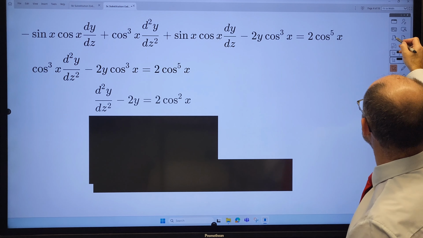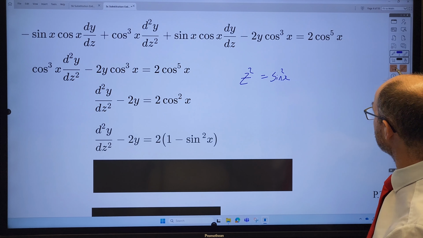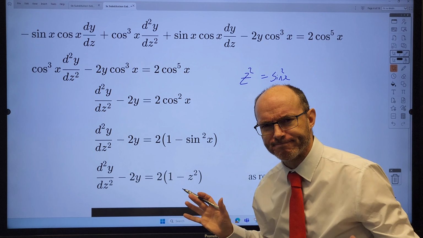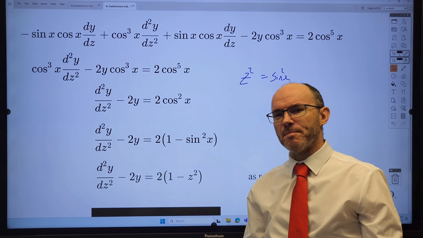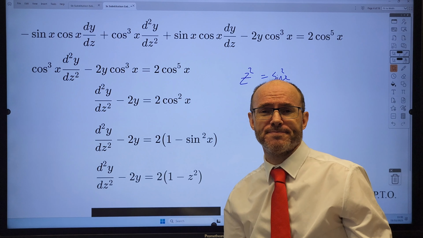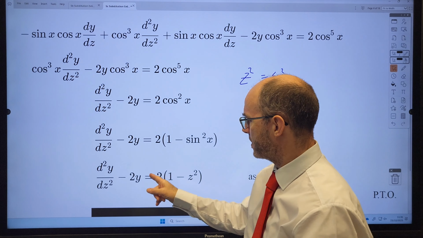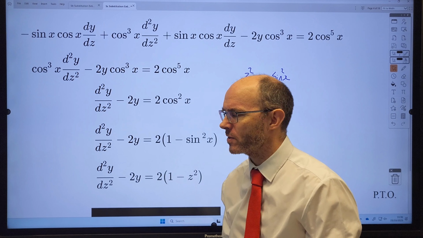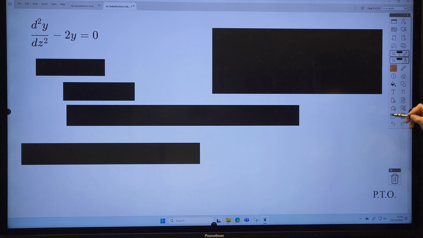You've got 2, 1 minus sine squared x, and then you can write this in terms of z, because z squared will be sine squared x. So that will just be this, which is what we wanted. Right, now we need to go ahead and solve this. This is a harder one because it's not a differential equation equals 0. It's a non-homogeneous form, so it's a bit longer this one. I've got some work on the board here.